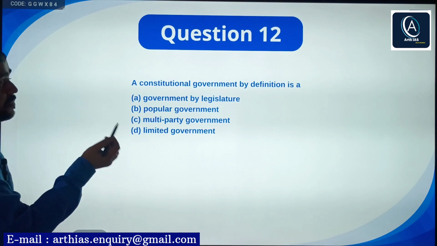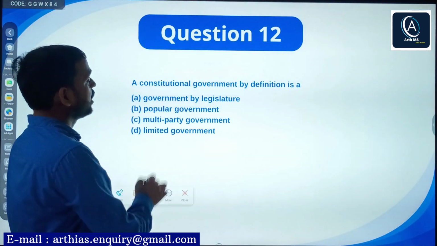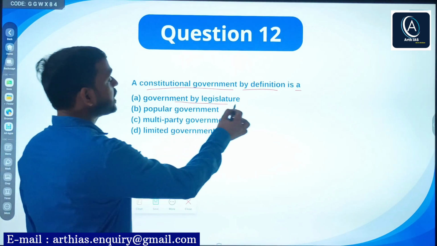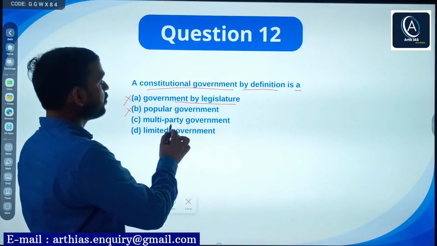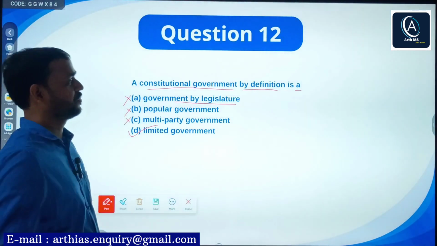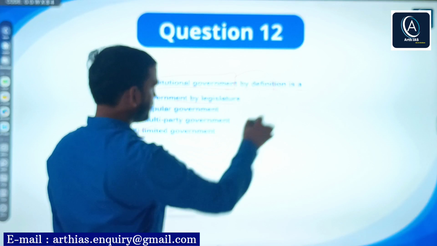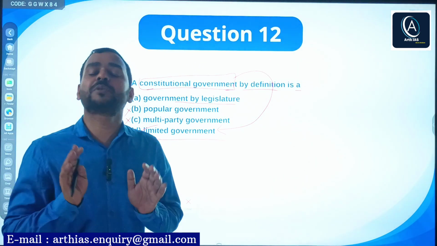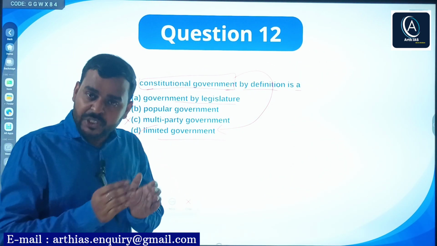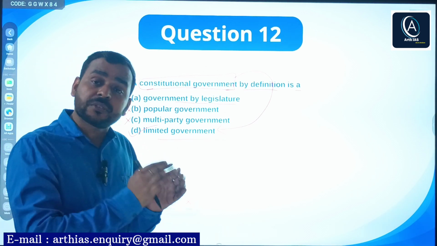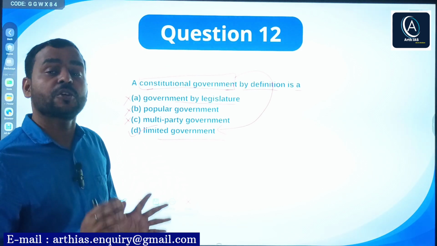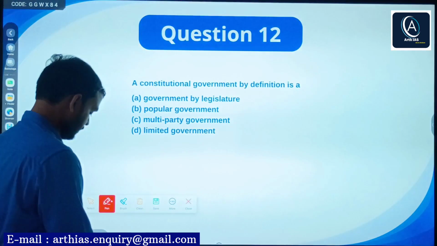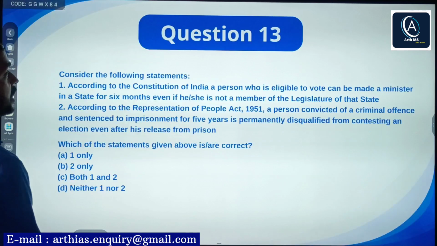Next, again a very simple question, right? Simply, a constitutional government by definition is, right, government by legislature? No. Popular government? No. Multi-party government? No. Limited government? Obviously. Where there is constitutional government, there is limited government. It means even the government is not allowed to take arbitrary action. It will always act within the ambit of or under the provisions of the constitution. It simply means constitutional government means limited government. Here is the explanation. You can read. Next, 13th number question.